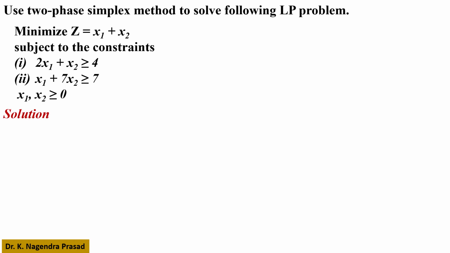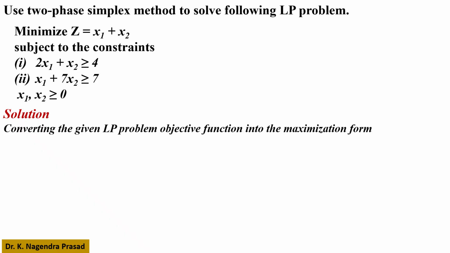Here the given LP problem is a minimization model. So the first step is to convert the given LP problem's objective function into maximization form by multiplying by -1. Then the objective function will become maximize z equal to minus x1 minus x2.